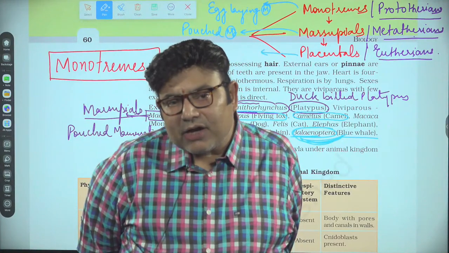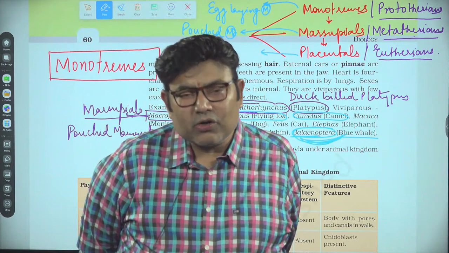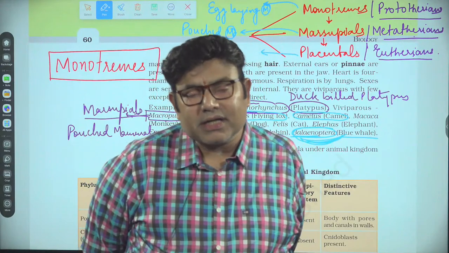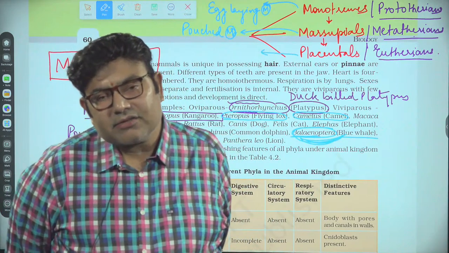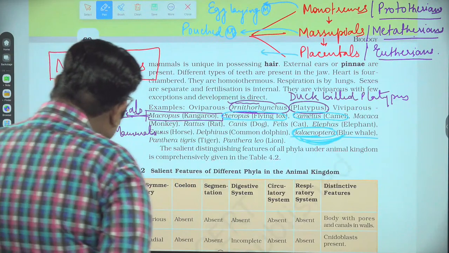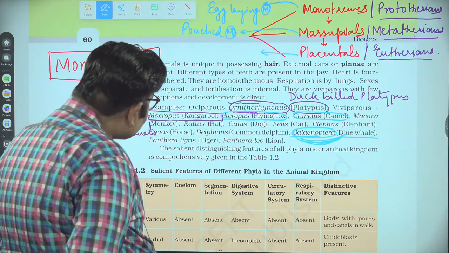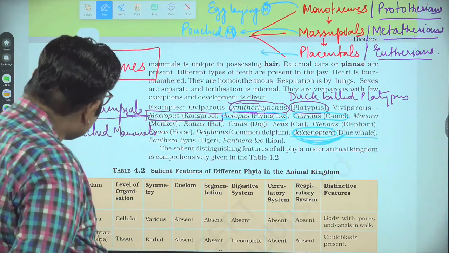This is Pteropus. Pteropus is bat, okay? Then Macaca, monkey. After that, there is one more interesting name here. Delphinus is dolphin. Elephas is elephant.